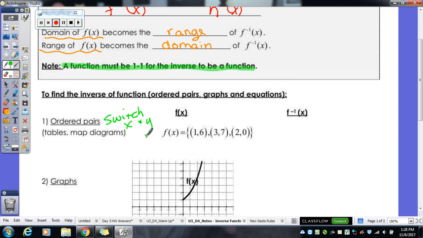So here I have the function (1,6), (3,7), (2,0). So the inverse of that function, my f to the negative 1 of x, would be the points (6,1). I've just flipped the first one. And then (7,3). Again, I just flipped it. And then (0,2). So if you have your points either in a table or in a set of points like this, you just flip your x and your y values.